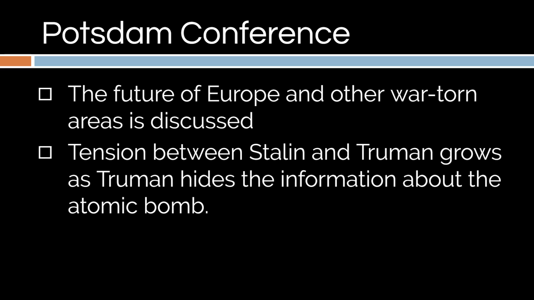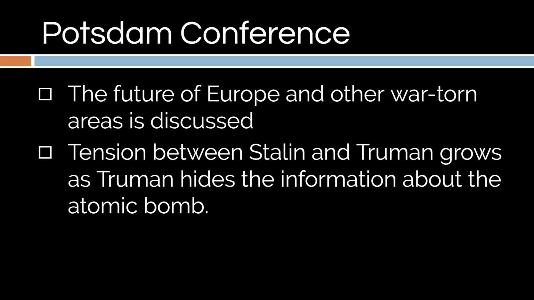Truman, while he's at the Potsdam conference, learns for the first time that we've successfully tested a nuclear weapon. And he doesn't want that information to get out because he knows how powerful this bomb is, and he doesn't even know if it will work if we drop it. But we do know we have this advantage. We don't want to give that up. But we don't share it with any of our allies.